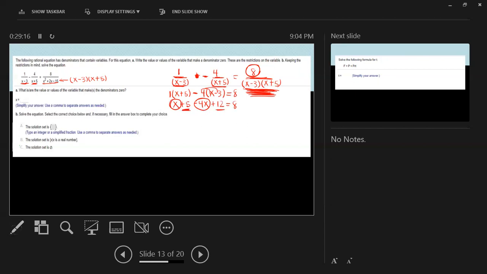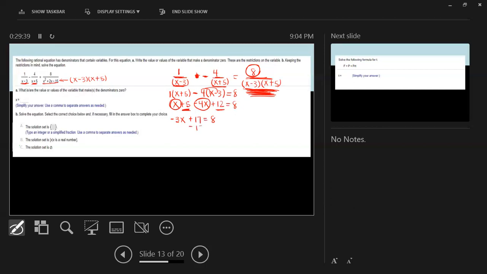So now let's combine them. So that's the same as saying 1x subtract 4x, which will give you negative 3x. Then we have positive 5 plus a positive 12. That would give you 17. And that's equal to 8. All right. So now I have negative 3x plus 17 is equal to 8.